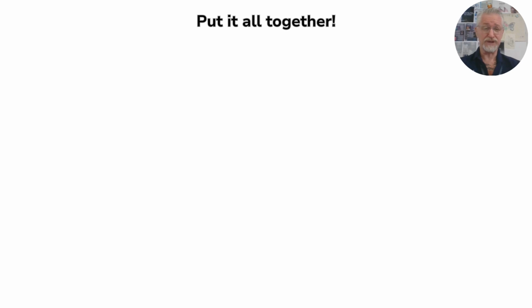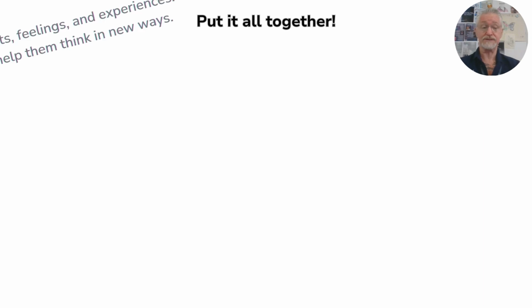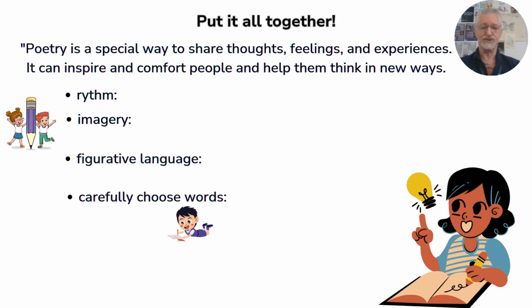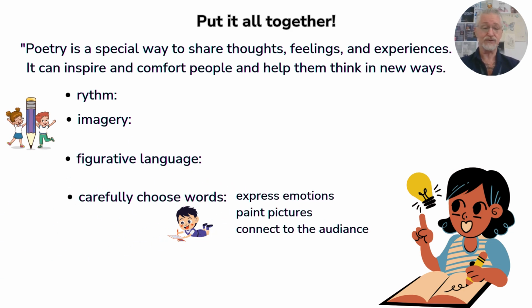Here I've got my summary, but I've also added some additional information to clarify points that I might not recall naturally or I'm unfamiliar with. So I start with my main idea. Poetry is a special way to share thoughts, feelings, and experiences. It can inspire and comfort people and help them to think in new ways. It involves poetic techniques such as rhythm, imagery, and figurative language, and poets carefully choose their words to express emotions, paint pictures, and connect to the audience. It can be structured or free-flowing.